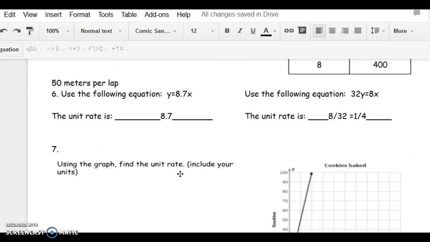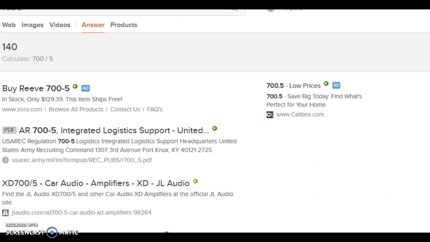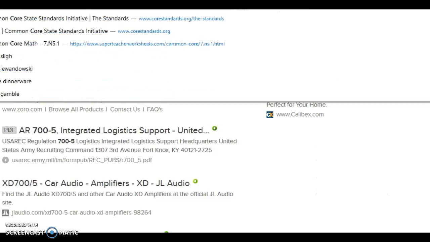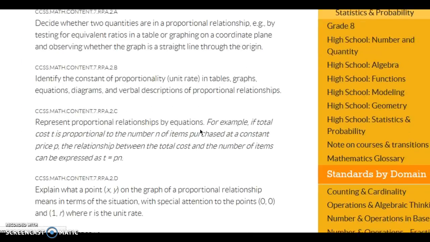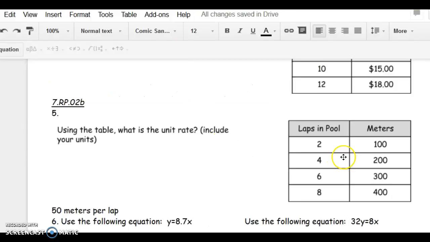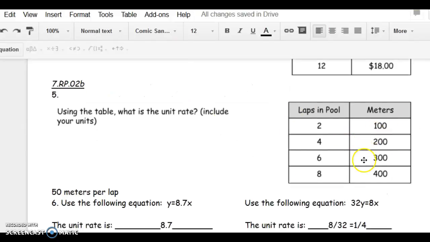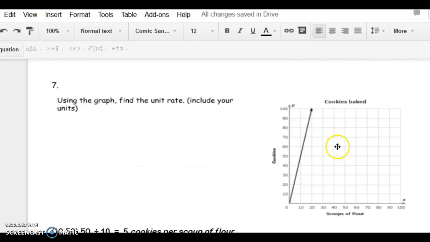Okay? And then the only other question we have, the new question, is on core standards. I hope this is the right one. There it is. 7.RP.2c. And that is represent proportional relationships by equations. So I'm going to be looking at tables like this and graphs like this to find the equation.